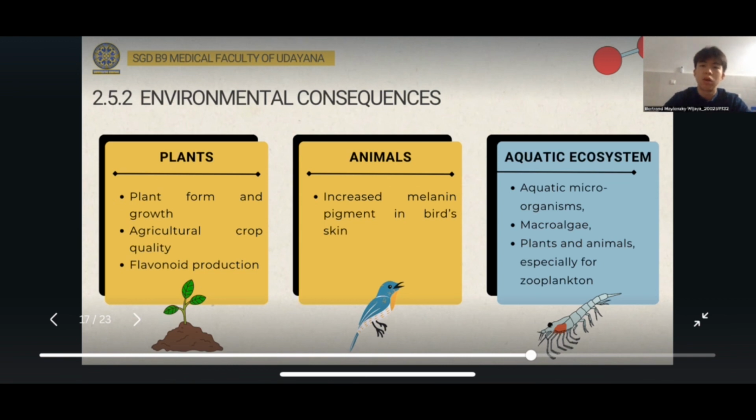Meanwhile, in the skins of birds in decreasing latitudes, high UV irradiance increases their melanin pigment. These changes occur in order to tolerate high UV irradiance in their habitat.